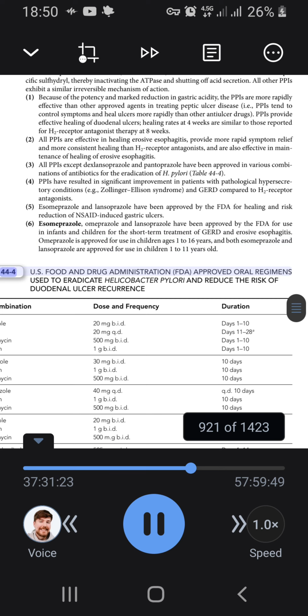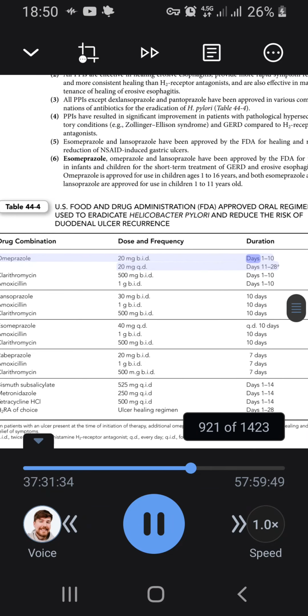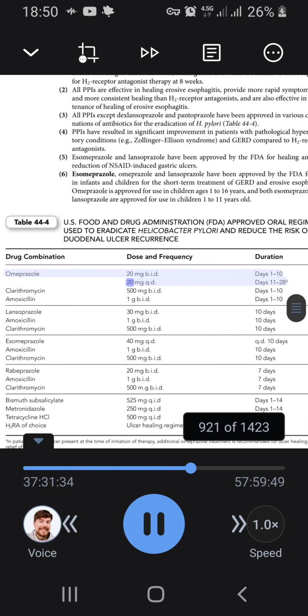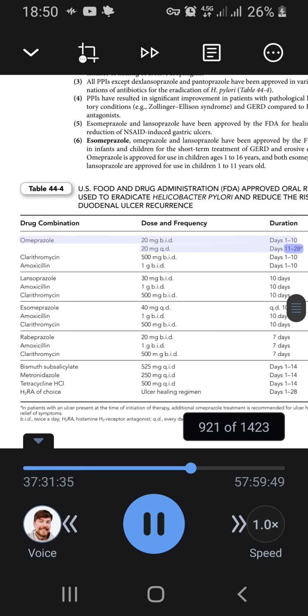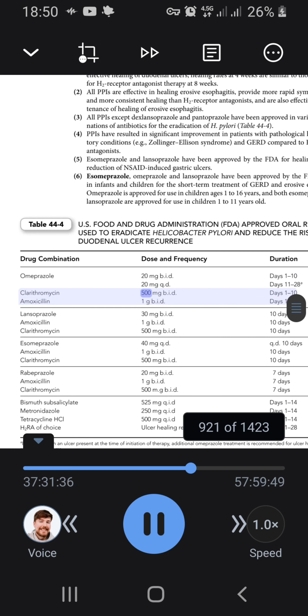Table 44-4 U.S. Food and Drug Administration FDA-approved oral regimens used to eradicate Helicobacter pylori and reduce the risk of duodenal ulcer recurrence. Drug combination, dose and frequency, duration. Omeprazole 20 mg BID, days 1 to 10, then 20 mg QD, days 11 to 28. Clarithromycin 500 mg BID, days 1 to 10. Amoxicillin 1 gram BID, days 1 to 10.